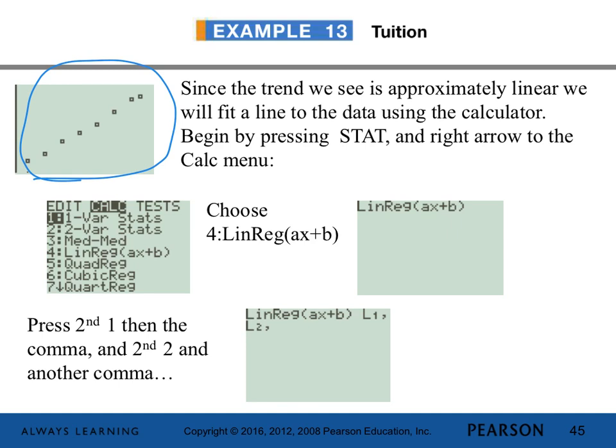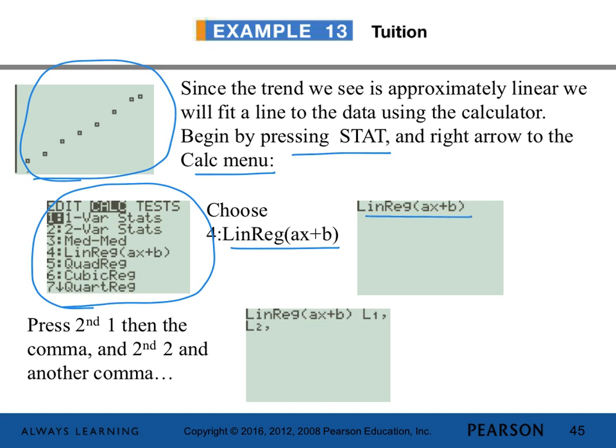So we're going to begin to calculate the equation by pressing stat, right arrow to the Calc menu, choose number 4, linear regression. We've done this before. This is, again, just a review. Press 2nd and 1 to get your L1, then the comma. Remember, that's above the number 7 key. And then 2nd and 2 to get your list 2, and then another comma.